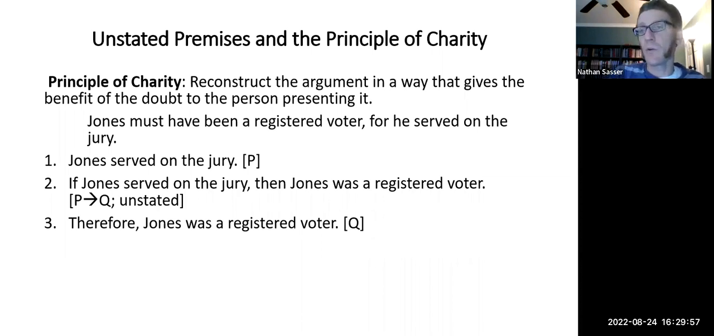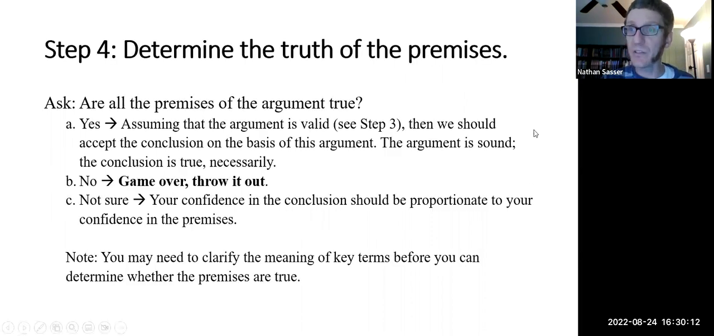Okay, so where have we been so far? We've identified the premises, the stated premises, and the conclusion of the argument. We've determined, let's say, that it's valid. Are we done? We're not done. There's one more step. We need to determine whether or not those premises are true. Because if the premises aren't true, it's still not a sound argument. We shouldn't accept it.